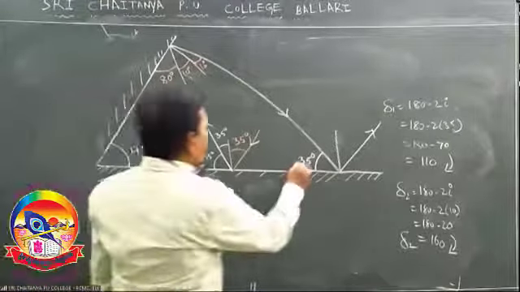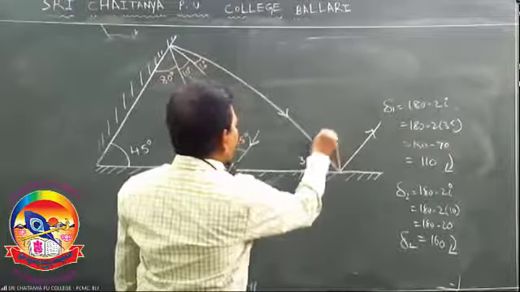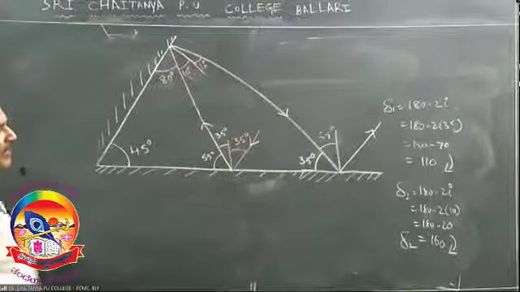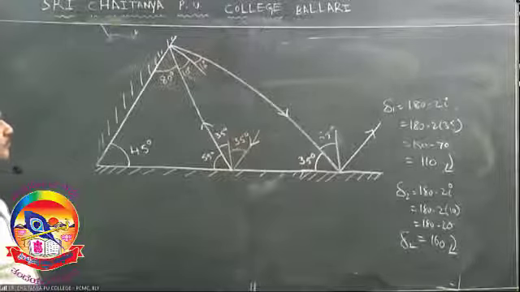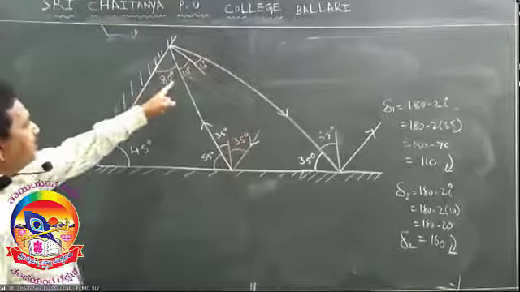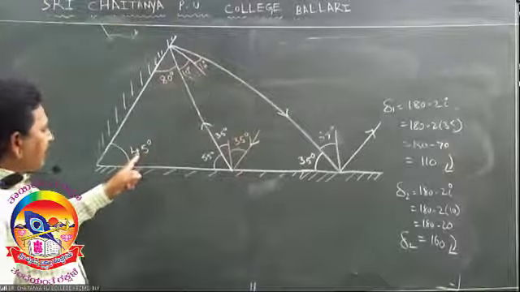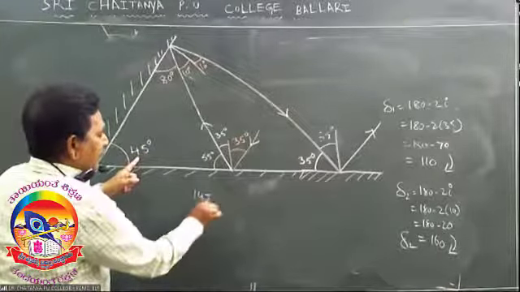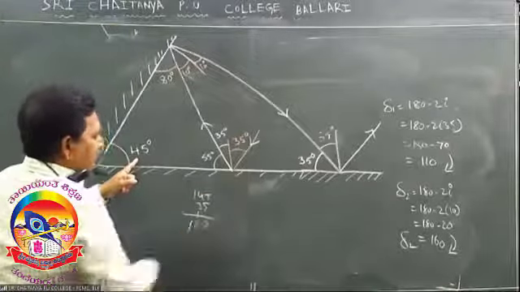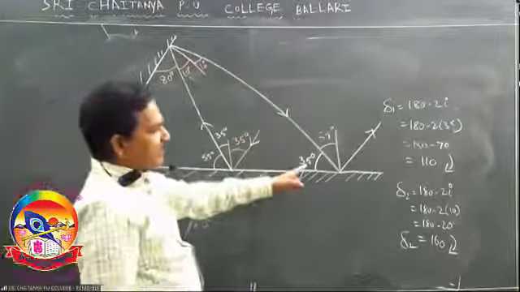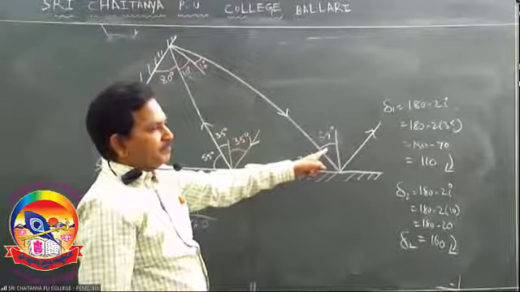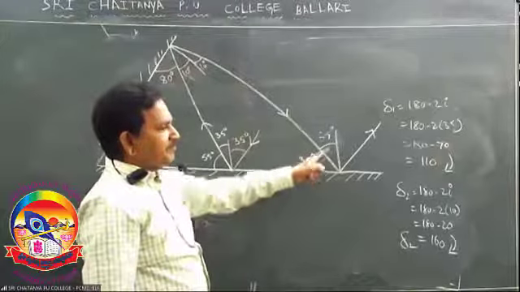If this is 35, then what must be this value? 55. If that is 35, what must be that value? 55. One step properly. 80, 90, 100. 100 plus 45, 145. 145 plus 35, 180. I am correct. This is 35. If this is 35, this is 55, because total must be 90.